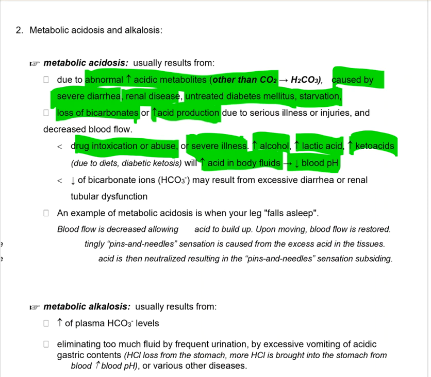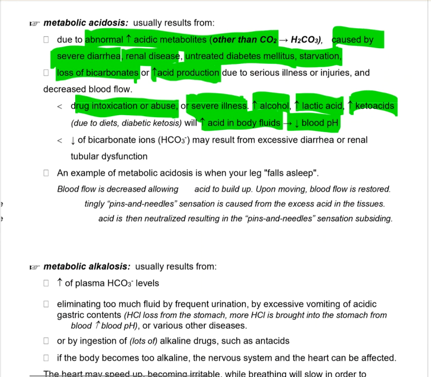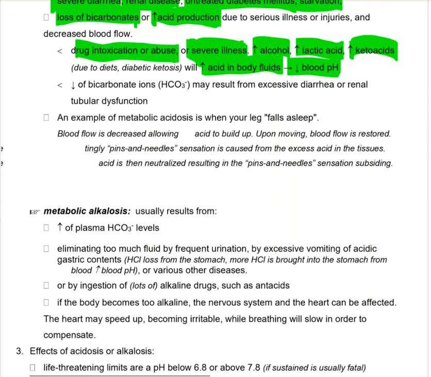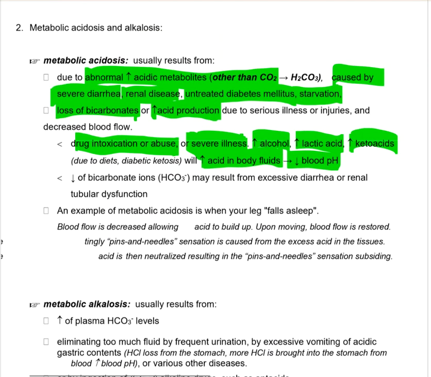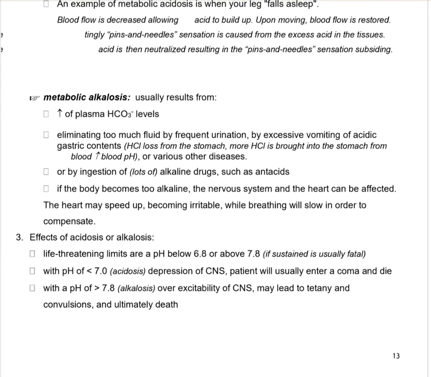The low levels of bicarb can be coming from excessive diarrhea because we're getting rid of too much bicarb, or our renal tubes are excreting too much bicarb. So that could happen too. Here's a very simple short-term example: when your leg falls asleep, you're going through a metabolic acidosis because you're blocking blood flow and you're getting acidic metabolites accumulating in an area. That's very minor. These other ones that we've underlined are much more severe.